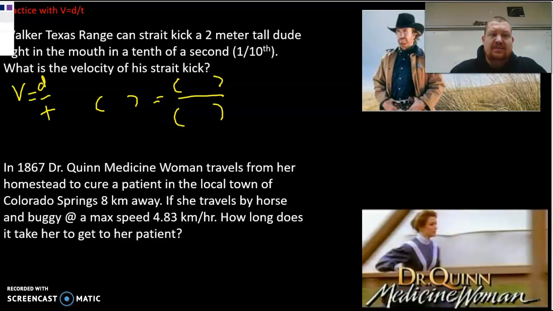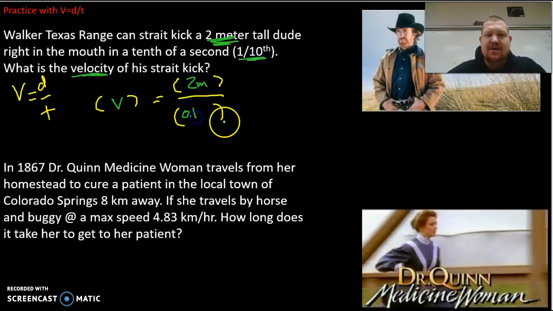So we need to plug in some numbers into these spots. To do that, we read through. So right here, it says, what is the velocity? We're looking for the velocity, so we plug in the V for the velocity. Next, we look at this. 2 meters is a distance. And then 1/10, which is 0.1, is our time. So then you just divide this. 2 divided by 0.1, right? It's like how many 10-cent pieces, how many dime pieces are in $2, right? It should be 20. So our answer is 20. These units do not cancel. 20 meters divided by seconds.